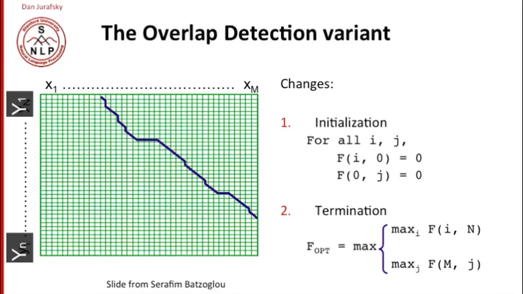And now for our termination condition, we're not going to start from the upper right corner, because we're allowing a match not to go all the way to the edge. Instead, we'll find the place along the final column or the final row where we have the maximum value, and we'll trace back from there. So in this case, our maximum value is here in this last column, and we'll trace back from there.